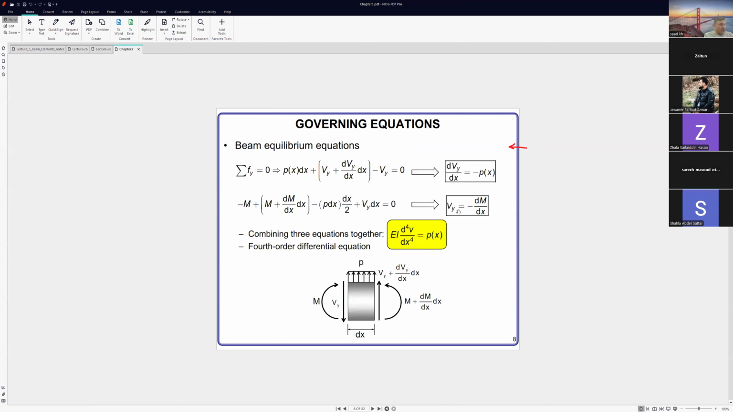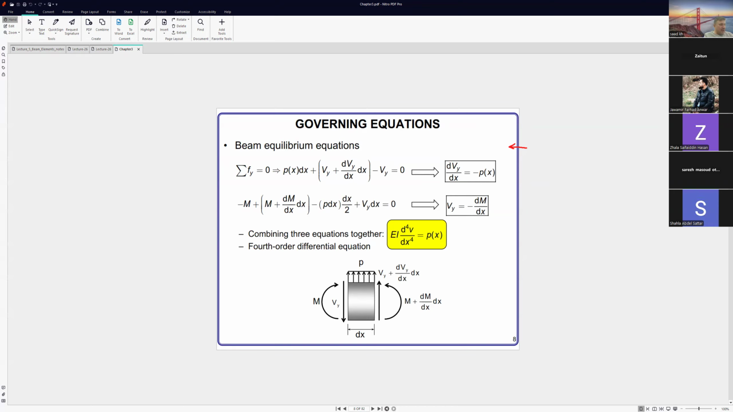So here we have the relation. This is V, shear, not displacement. This is the displacement: P of x equals E I d to the power 4 V over dx to the power 4. So, the fourth order differential equation.